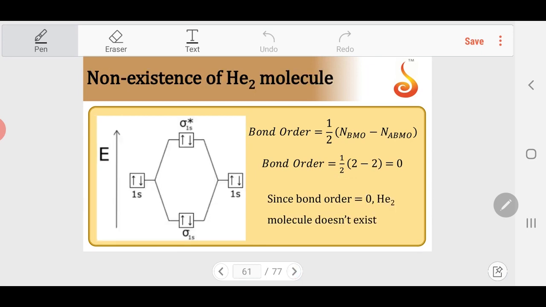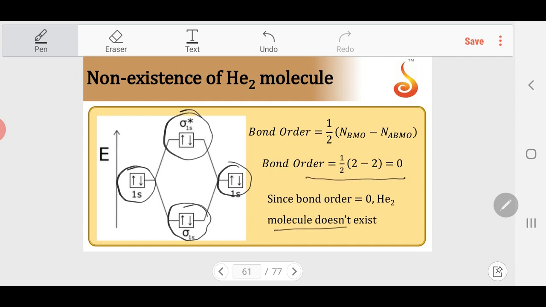If I take helium, an He2 molecule, assuming that it exists, each helium will be 1s2 configuration. There are 2 atoms of 1s2 configuration. So 2 plus 2, 4 electrons: sigma 1s, sigma star 1s. You get 2 electrons in sigma 1s and 2 electrons in sigma star 1s. So the bond order will become 0. So no molecule of He2 exists.